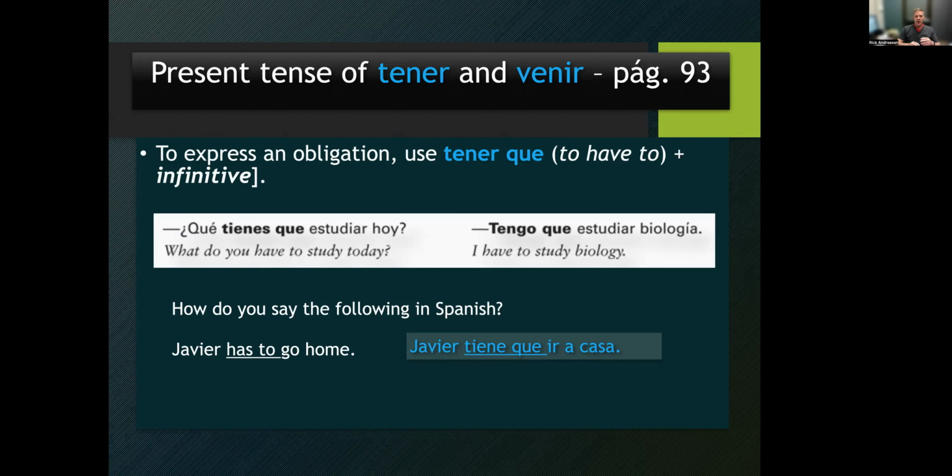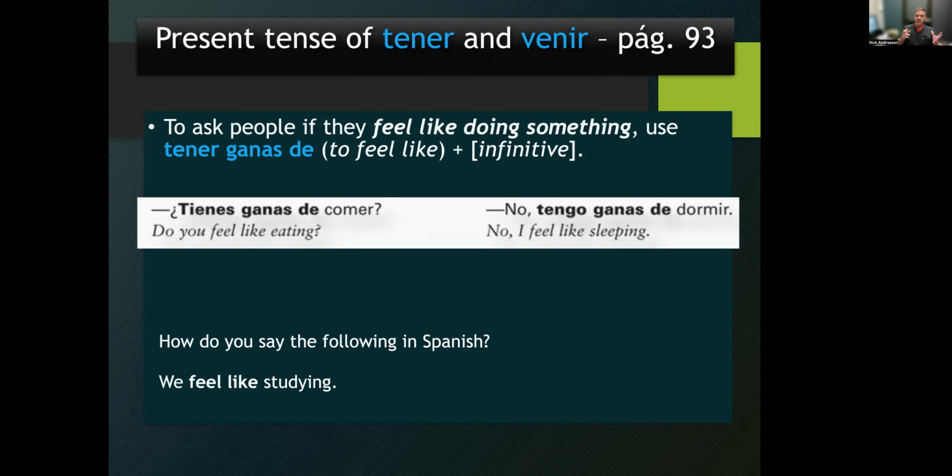All right. Next one, very similar. Tener ganas de means to feel like doing something, okay? Do you have desires to, is what it means. But it's a super easy way of asking somebody if they want to do something. So same thing.